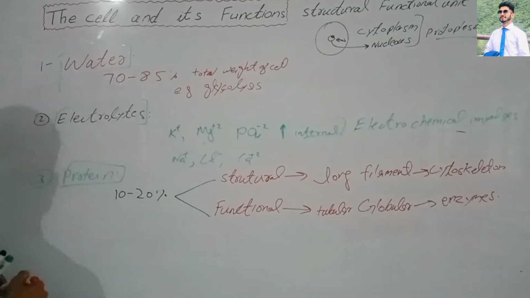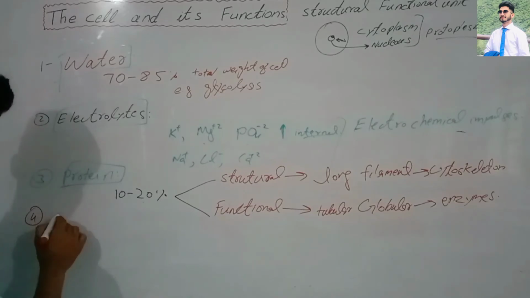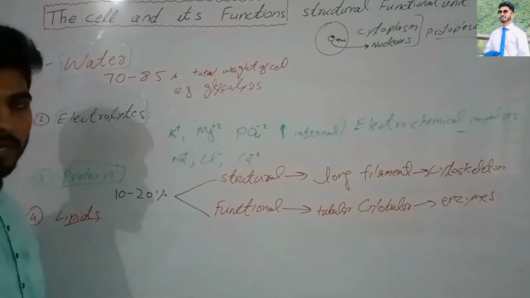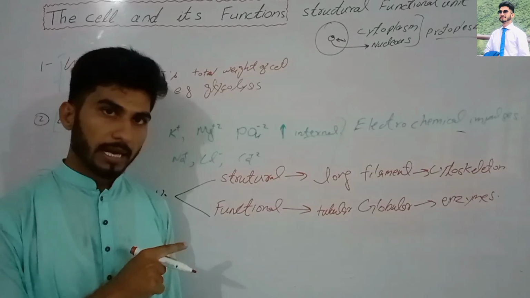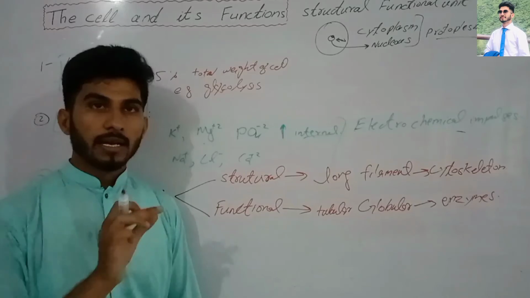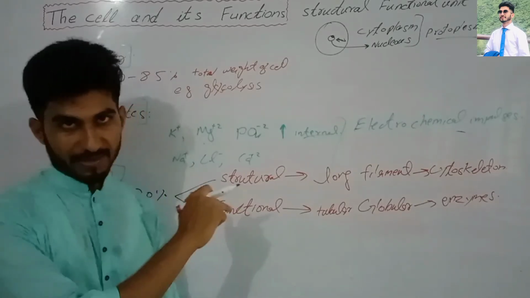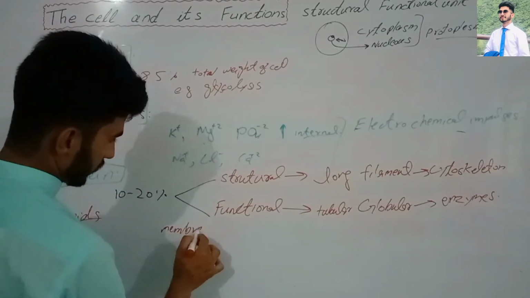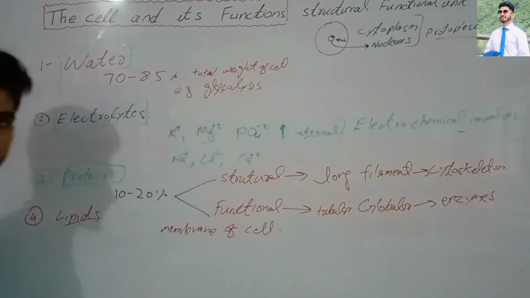Number four is lipids. Lipids play an important role in the synthesis and formation of cell membranes, and also membranes of the different organelles of the cell, because lipids are insoluble in water and they form membranes of the cell.